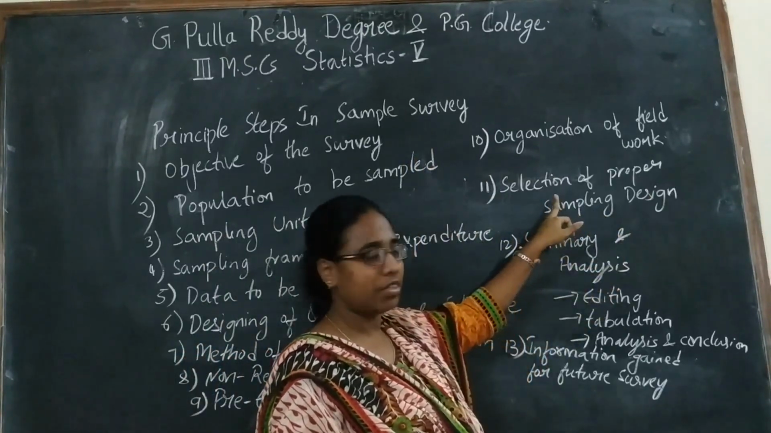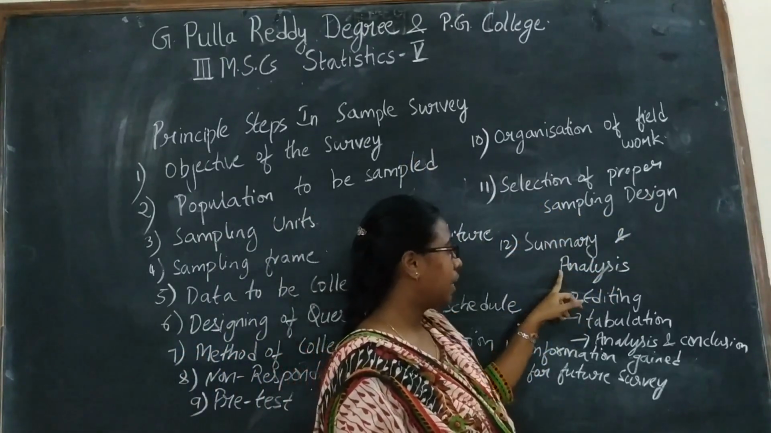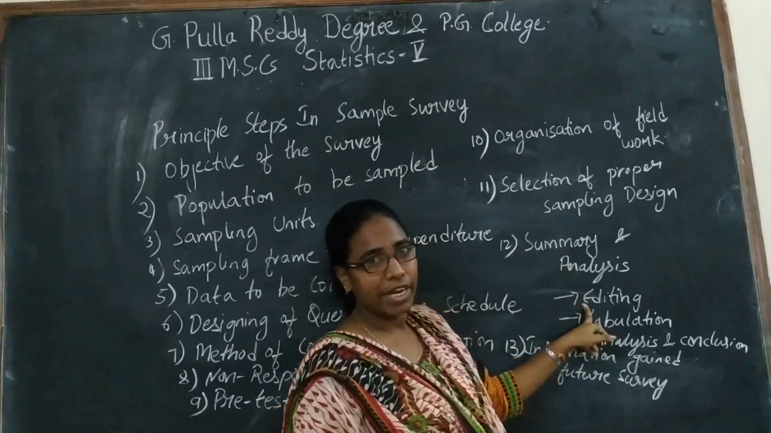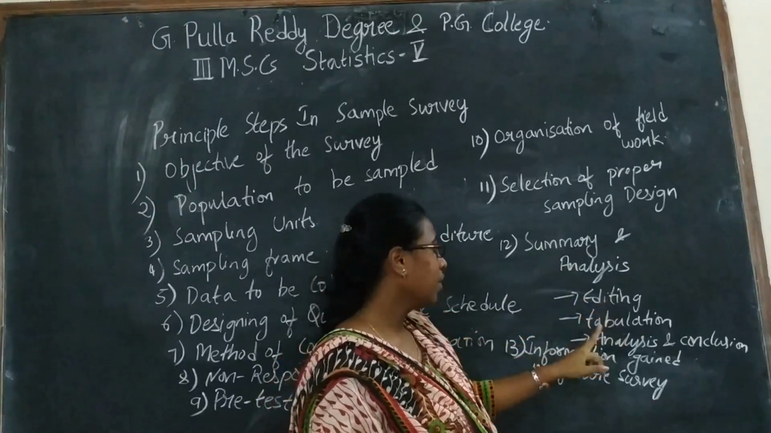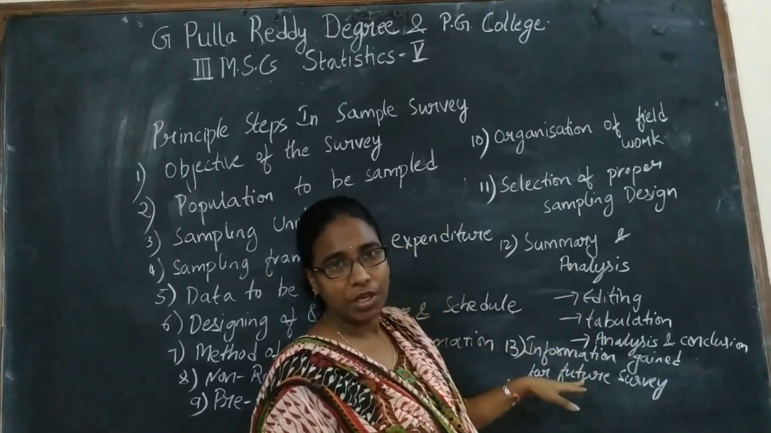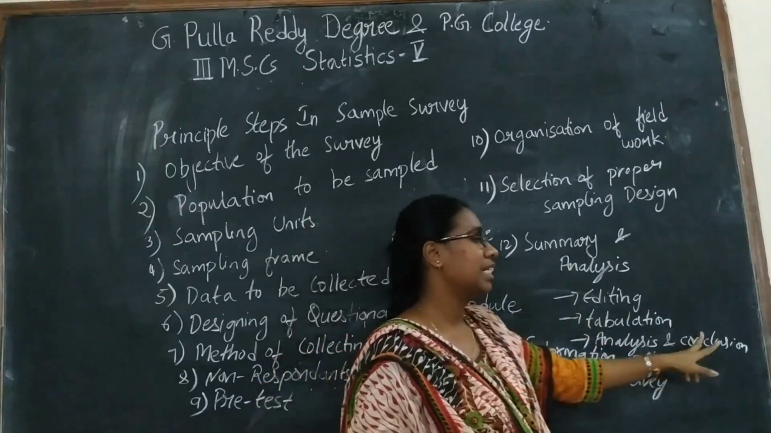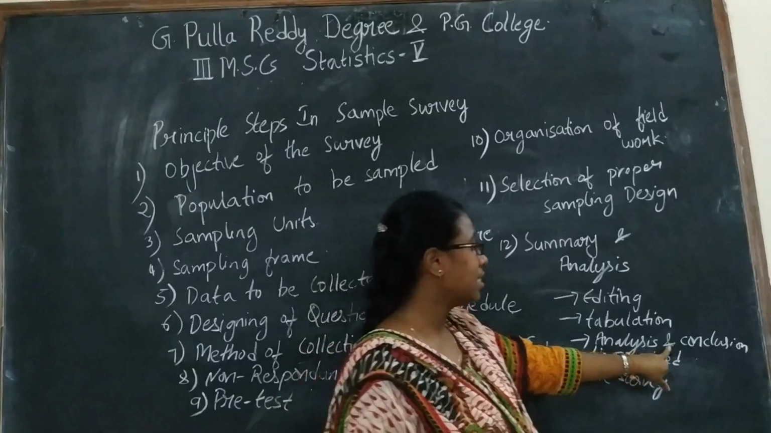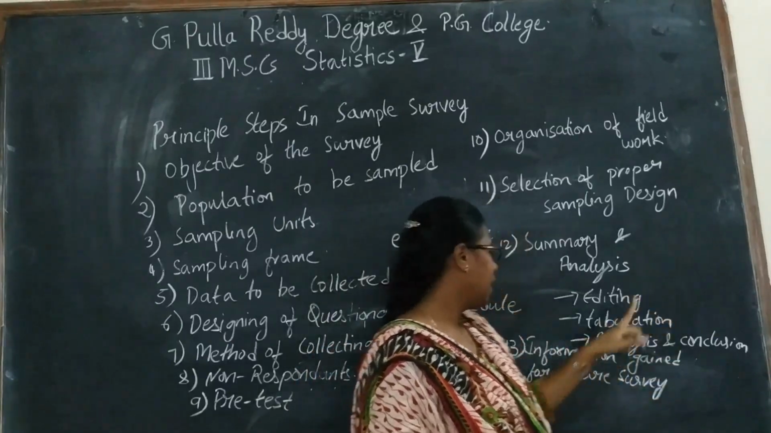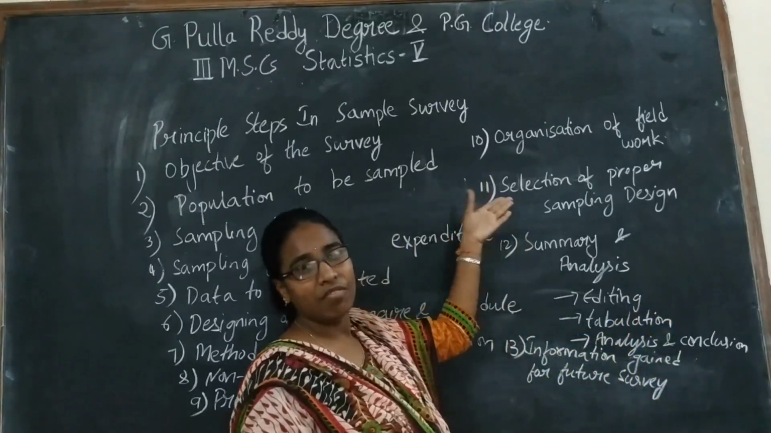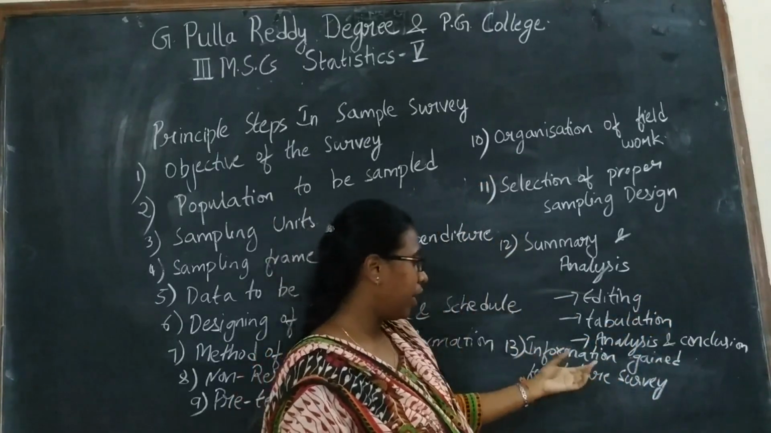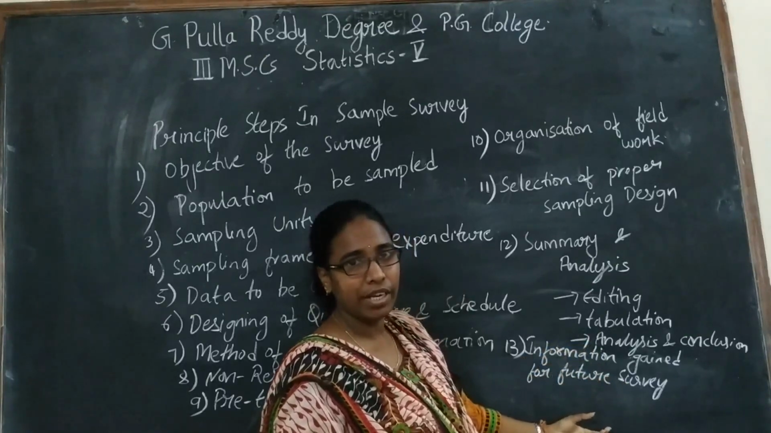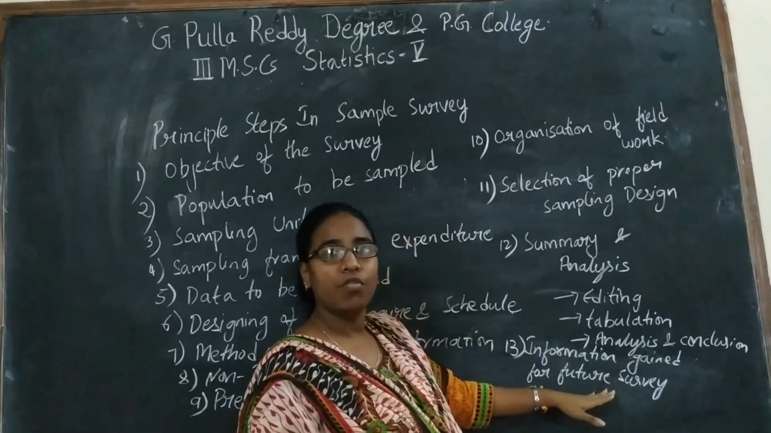After drawing the sample, you have to do the summary and analysis. Here you will do the editing. If you have any editing in your data, that will be done here. And the tabulation: whatever information you have collected will be presented in the form of tabulation. And next, the analysis: you have to perform the analysis and give the conclusions in this step. And the last one is, whatever you have done in the survey, all the important information should be stored. That means a report analysis should be created and saved for future use.